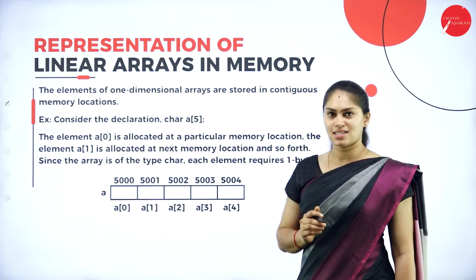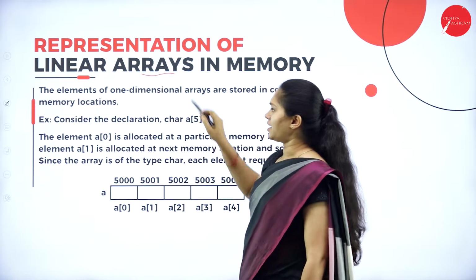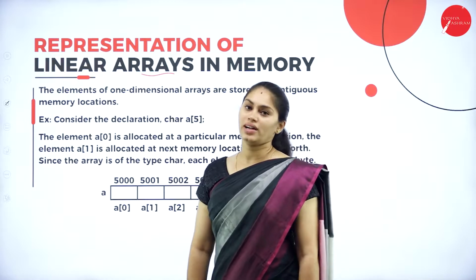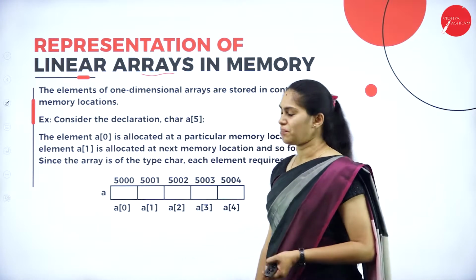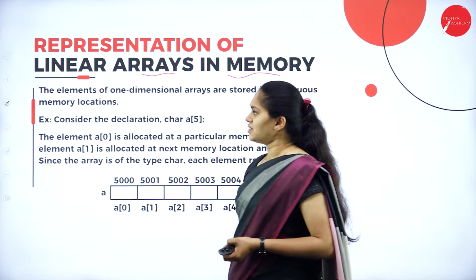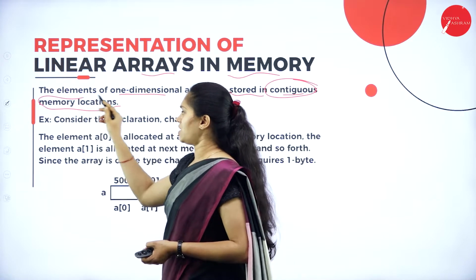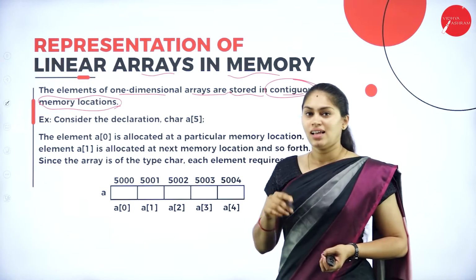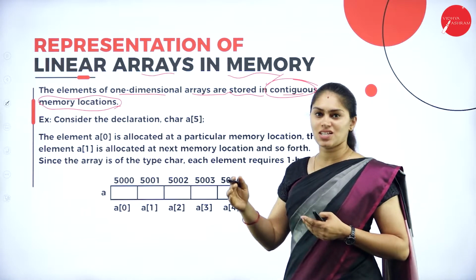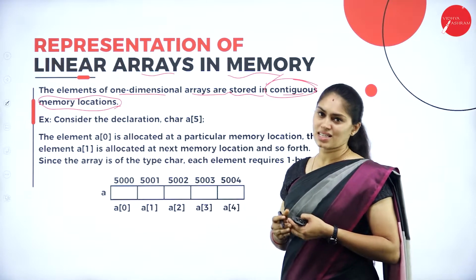So next, the last concept of this chapter, we'll see how we are going to represent the linear array. Usually if it is linear, it is one by one. If it is one by one, obviously it is a one-dimensional array. So how are we going to represent these linear arrays in the computer's memory? That is what we'll see. The elements of one-dimensional arrays are stored in contiguous memory locations. That will be in terms of contiguous memory allocation. One element will be stored after another element's memory location.